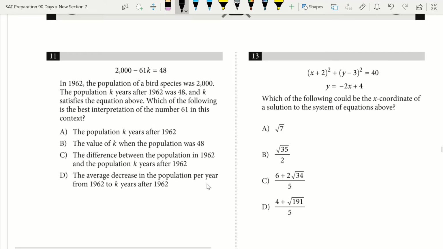All right, question 11. In 1962, the population of a bird species was 2,000. The population K years after 1962 was 48. The K satisfies the equation above. Which of the following is the best interpretation of the number 61 in this context?